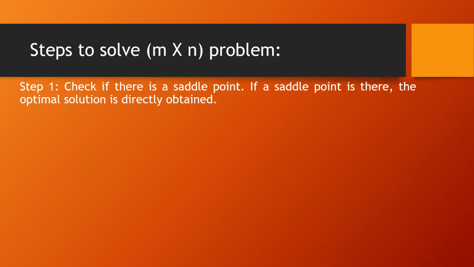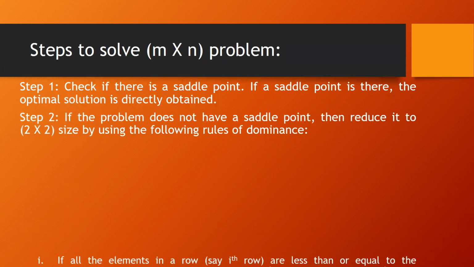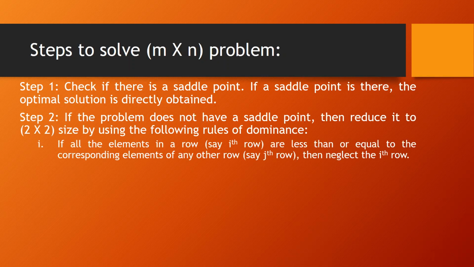we need to make use of some rules of dominance. Now, what are those rules? These are very important rules. The first few rules are very easy. So if all the elements in a row, say the ith row, are less than or equal to, even equal to is considered here, the corresponding elements of any other row, let us say in this case the jth row, then neglect the ith row. So the values which are less, we have to ignore, provided all the values are less or equal.